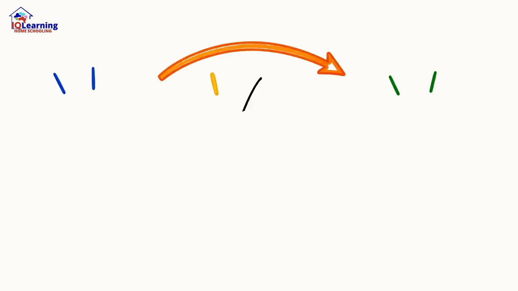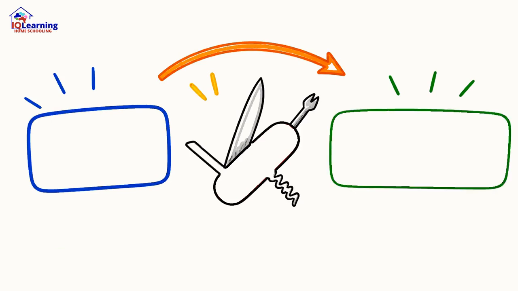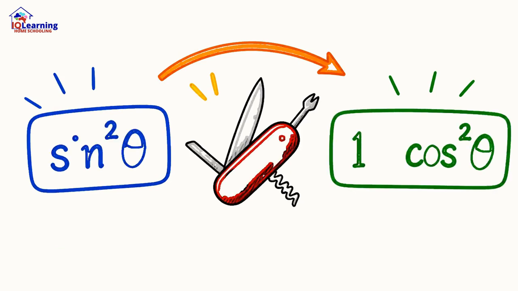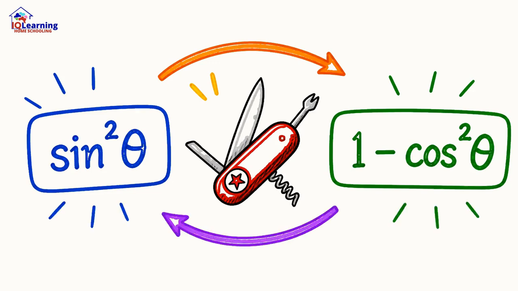This identity is your multi-tool. You can rearrange it to swap sine squared for 1 minus cosine squared, and vice versa, which is incredibly useful.